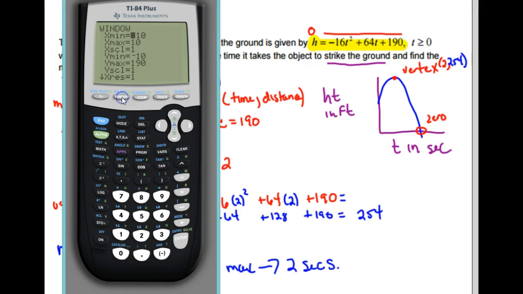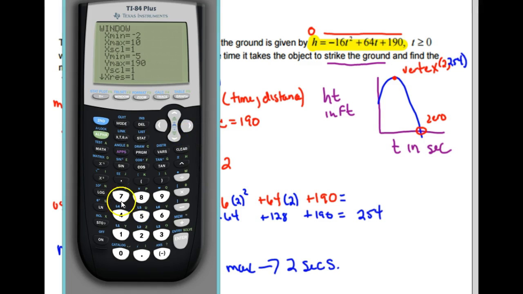So I'm going to go back to window, and I'm going to change my minimum. I'm not interested in x values in negative time, so I'm just going to do -2. And it looks like, was 10 enough? I forget. Maybe it was. My y minimum is height. I don't have a minimum height, but I do want to be able to see a little bit below. So I'm going to do maybe -5.